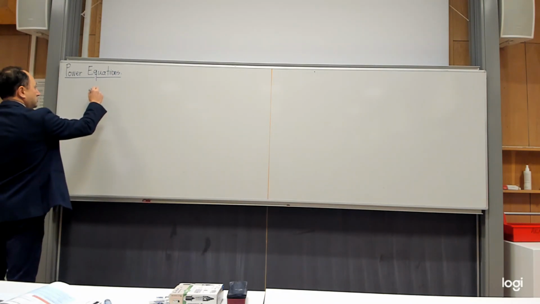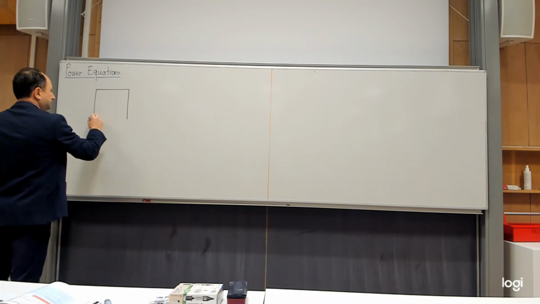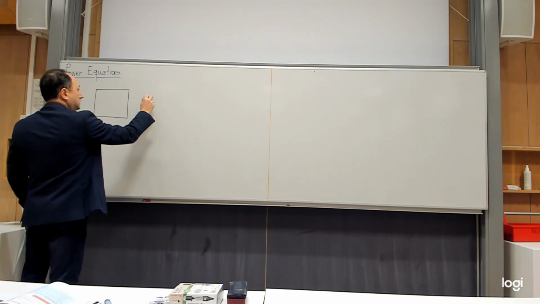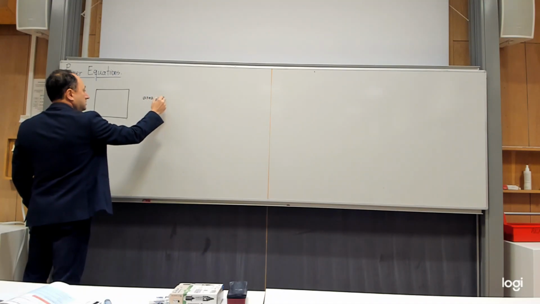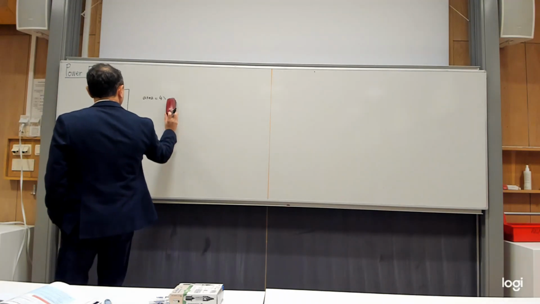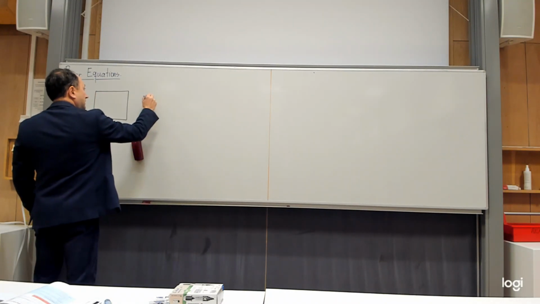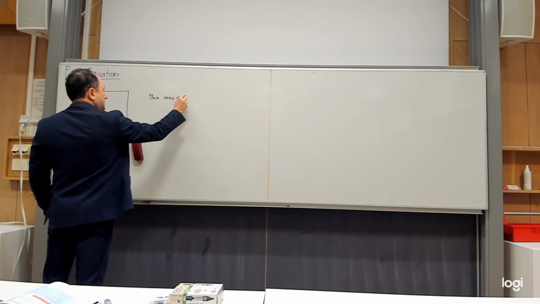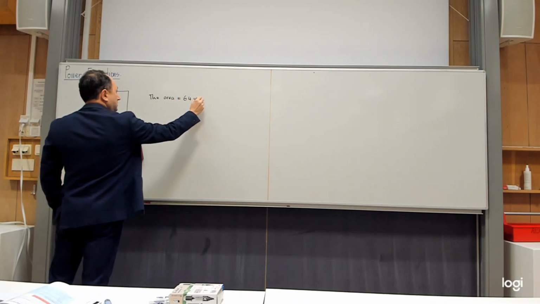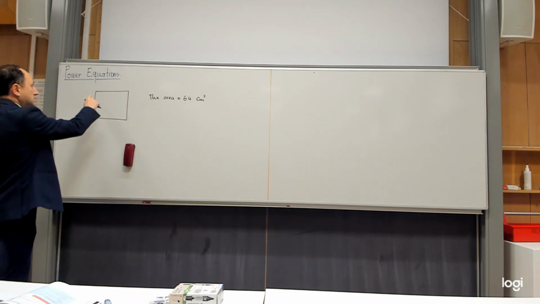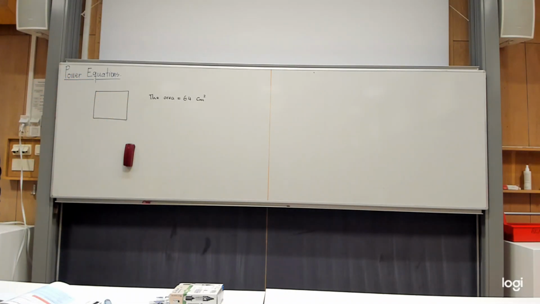If I ask you, I have a square, I give you the area to be 48, let me make the number simple first. So I give you the area is 64 centimeters squared. Then I ask you, what do you think the size of the square is? What is the length of each side of the square?